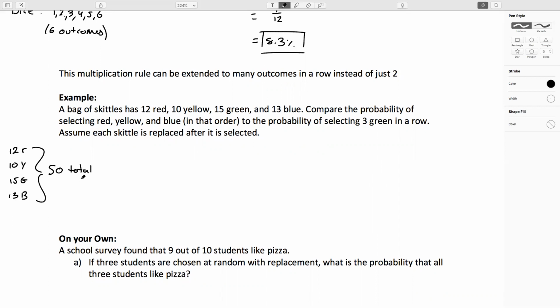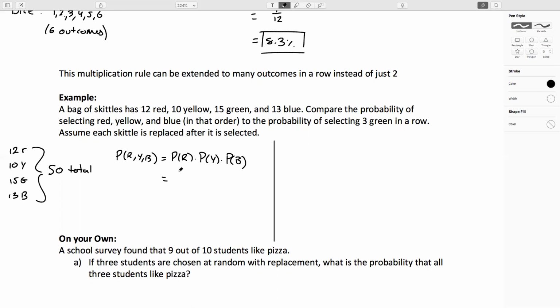Okay. We are interested in 2 different probabilities. The first one is the probability of red, yellow, blue. That would be given by the probability of a red times the probability of getting a yellow times the probability of getting a blue.